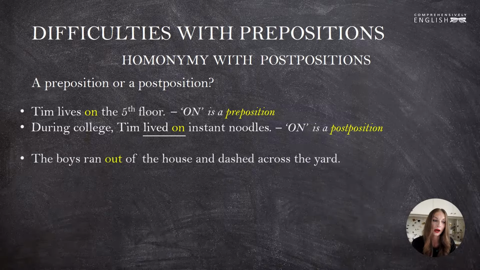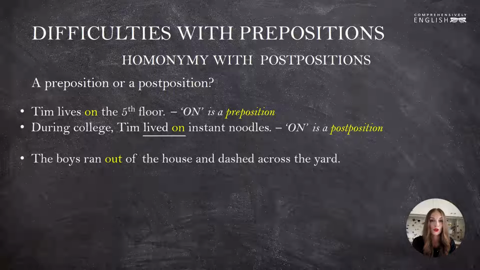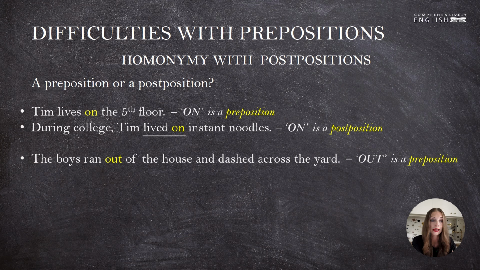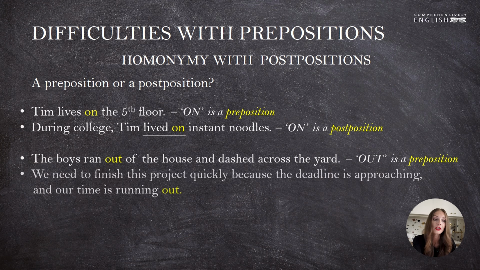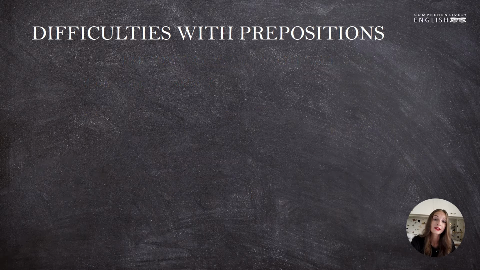The boys ran out of the house and dashed across the yard. They ran where? Out of the house. So out shows direction, and it is a preposition. But in this sentence, we need to finish this project quickly because the deadline is approaching and our time is running out. Out is a part of the composite verb run out. What does run out mean? To end.